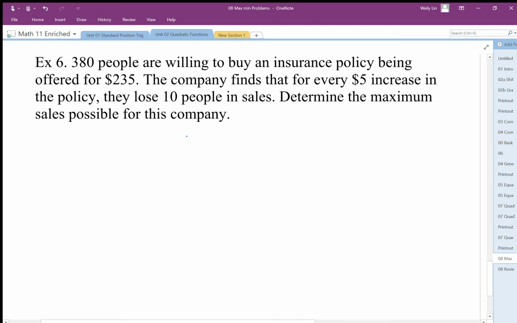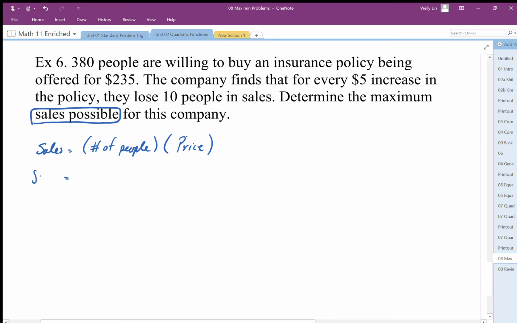Again, with any maximum problem, we want to identify the quantity we're maximizing. The total sales is what we're maximizing. And this is very similar to revenue, because the sales is going to be calculated by the number of people that we sell to times the price that we sell at. Okay, that'll give us the total sales.